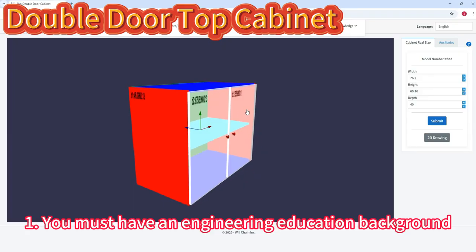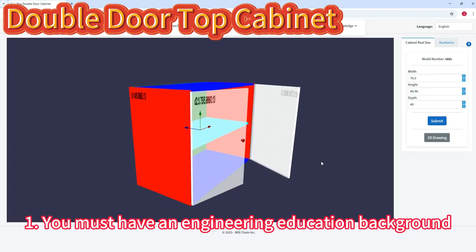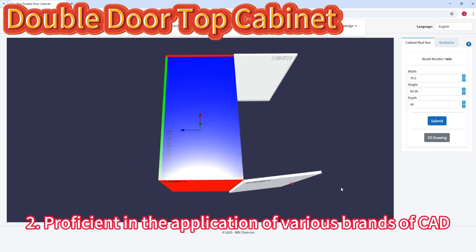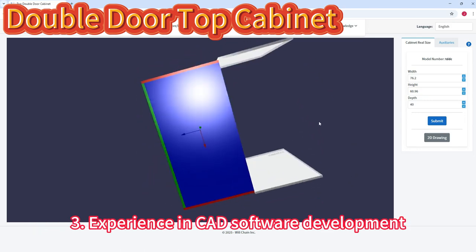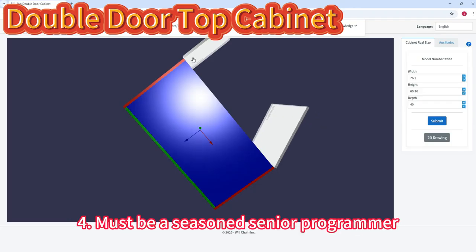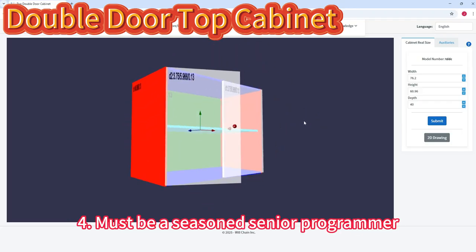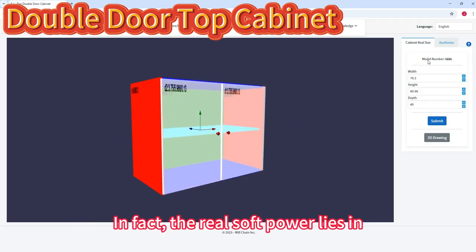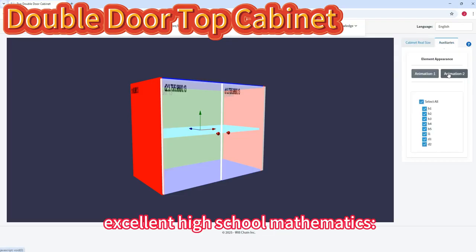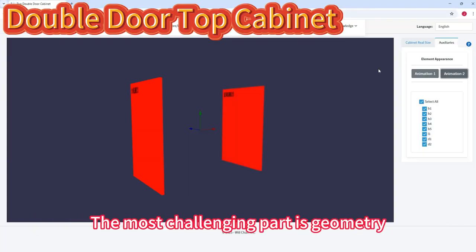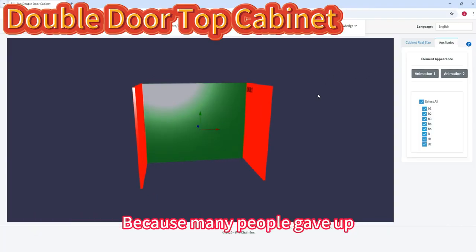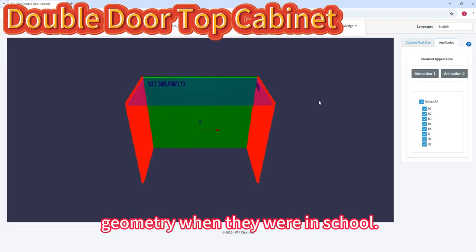1. You must have an engineering education background. 2. Proficient in the application of various brands of CAD. 3. Experience in CAD software development. 4. Must be a seasoned senior programmer. In fact, the real soft power lies in excellent high school mathematics, space geometry, plane trigonometry, analytic geometry. The most challenging part is geometry, because many people gave up geometry when they were in school.